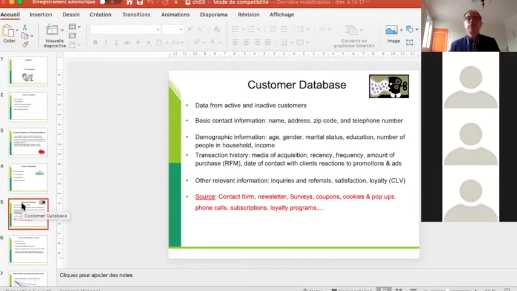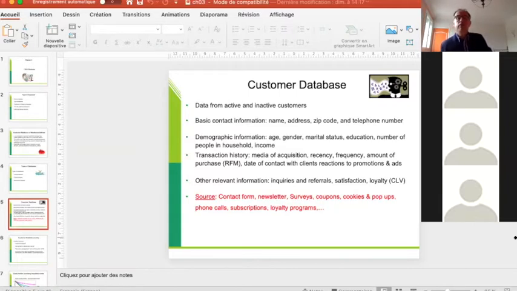The second type of information is demographic information. The age: you should not record the age because it's a dynamic variable, you should record the birth date, because with the birth date you can always calculate the real age. You should record the gender, marital status, the education, so which type of diploma the person holds, the number of people in the household, the children, again with the birth date, and the personal income of the household. This information consists of traditional segmentation variables.